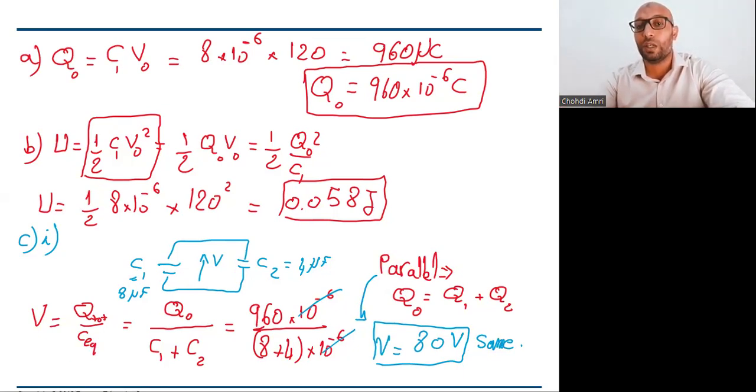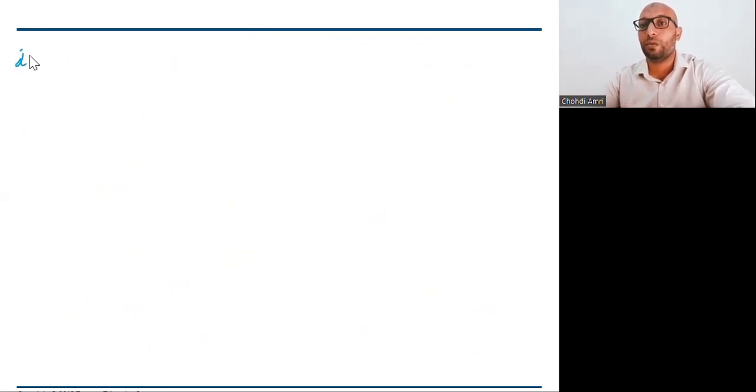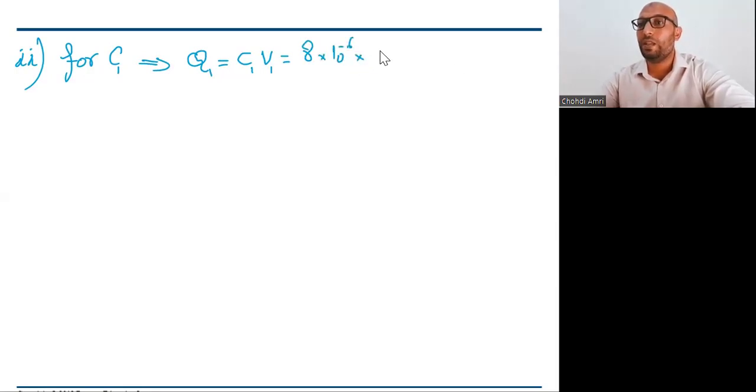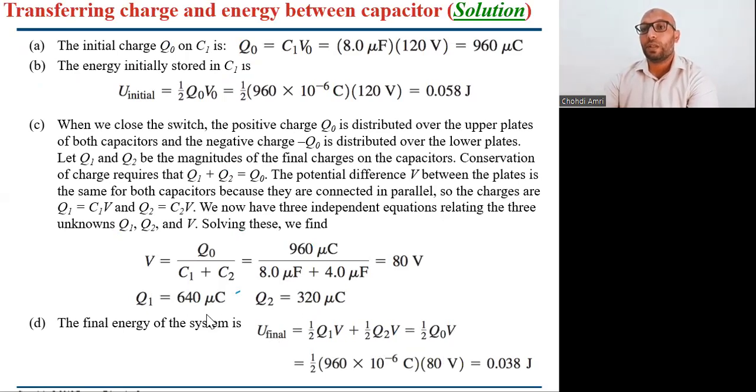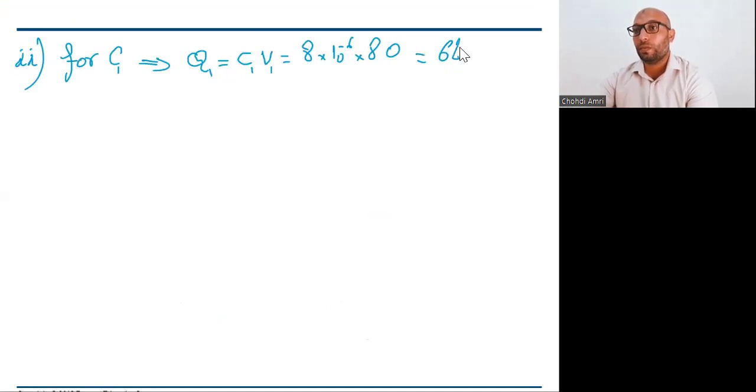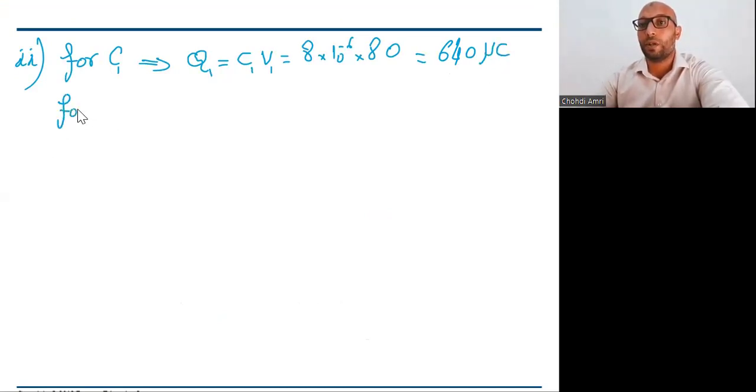Let's continue. He's asking about the charge on each capacitor. Part 2. For the capacitor C1, what is the charge Q1? We said it's C delta V, so C1 V1. It's going to be C1, which is 8 times 10 power minus 6, times 80 volts. So we're going to get 640 microcoulomb.